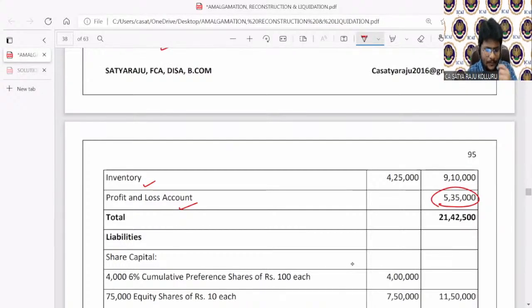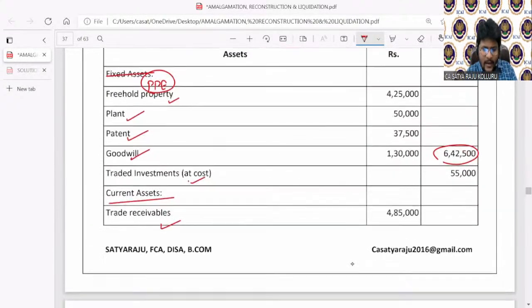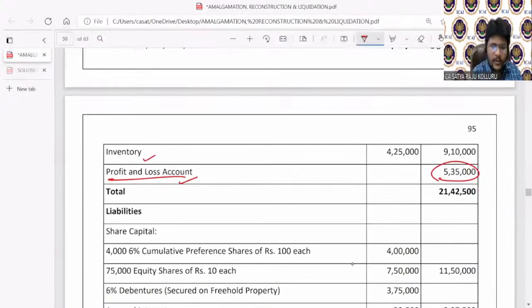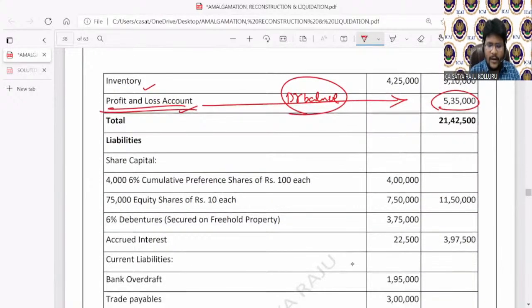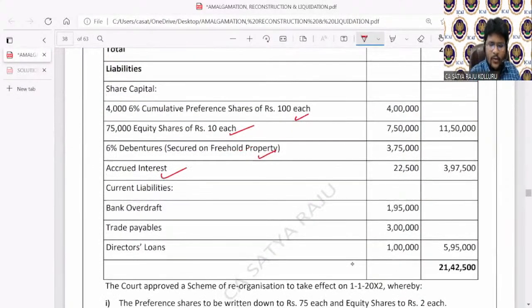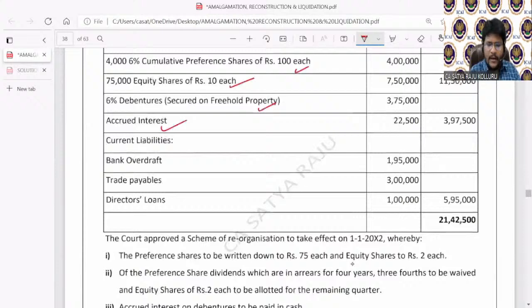If you observe, I'm dealing with assets, but under assets, profit and loss account is there, which is a debit balance. But right now, as per Schedule 3, you should not show it on the asset side. It should be shown as a negative figure under reserves and surplus. Next, coming to liabilities, cumulative preference shares is given. Equity share capital is given. 6% debentures is given. And accrued interest on debentures is also there. Next, coming to current liabilities, guys: bank OD, trade payable, director's loan. Those are the total assets as well as liabilities.